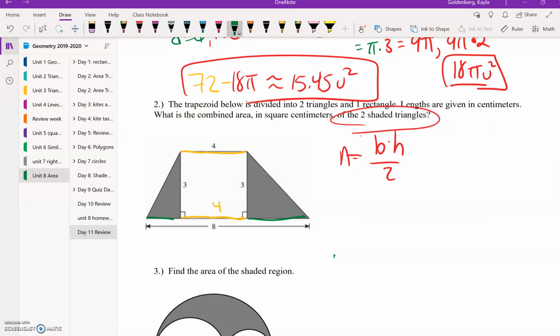So rather than finding the area of the triangles, another workaround we could do is take our trapezoid, take away our rectangle, and get what's left, because we don't really have enough information to find the area of the triangles.